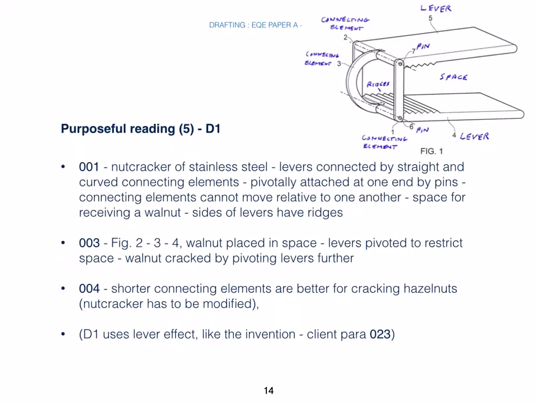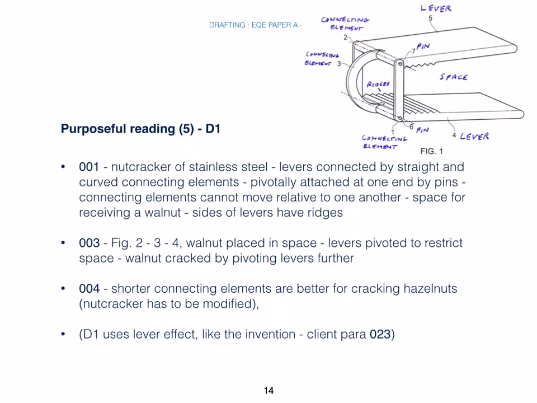Good. So what I've noted there is a nutcracker of stainless steel, levers connected by straight and curved connecting elements, pivotally attached at one end by pins. The connecting elements cannot move relative to one another. There is a space for receiving a walnut, and the sides of the levers have ridges. All of those features I have underlined on the text. Then I go to paragraph 3.